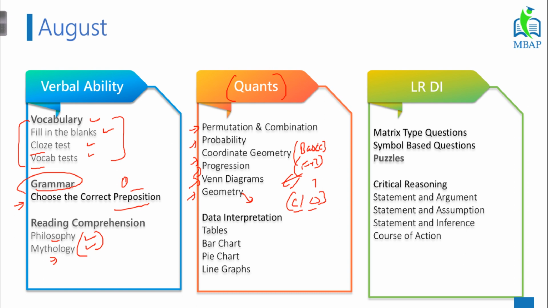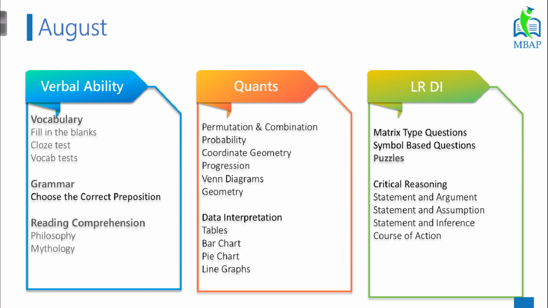Next is data interpretation. Data interpretation is going to be consistent. You will see questions on tables, bar charts, pie charts and line graphs, which will not be disturbed. Just like the month of July, you will also solve these questions in the month of August. And in logical reasoning, you will see questions which are matrix based questions, symbol based questions and puzzles. These are heavy topics, especially matrix based questions which will come up in the examination. Only in the month of August I want to touch upon puzzles. Before that you are solving only non-puzzles.